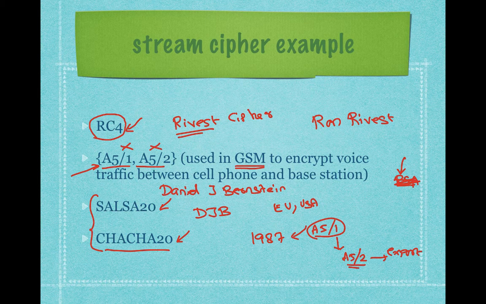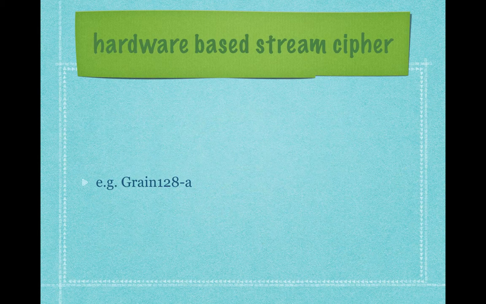So right now, as examples of stream ciphers, we saw RC4, A5/1, A5/2, Salsa20, ChaCha20, etc. Some stream ciphers have purposely been designed for hardware. If you use them in hardware, they are going to be extremely fast. One of the famous hardware-based stream ciphers is Grain-128A. This Grain-128A is a hardware-based stream cipher and it's very fast.